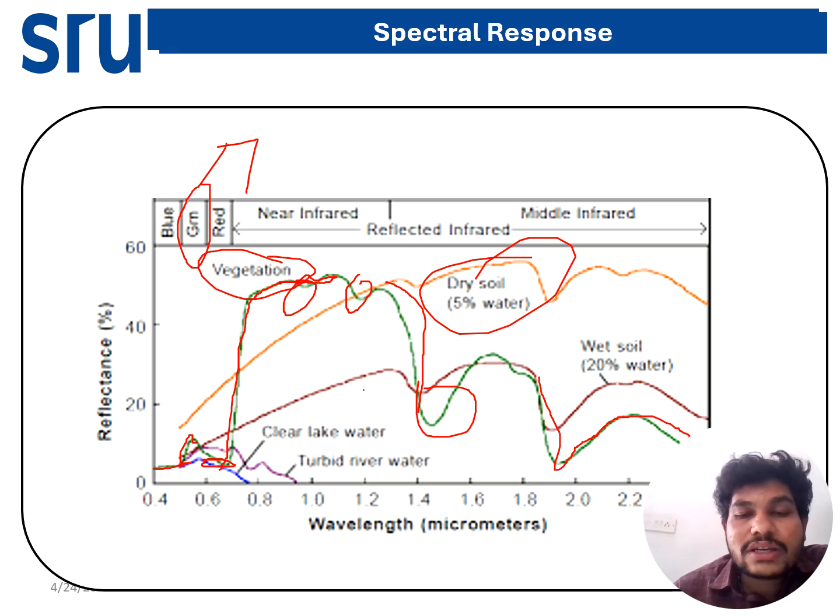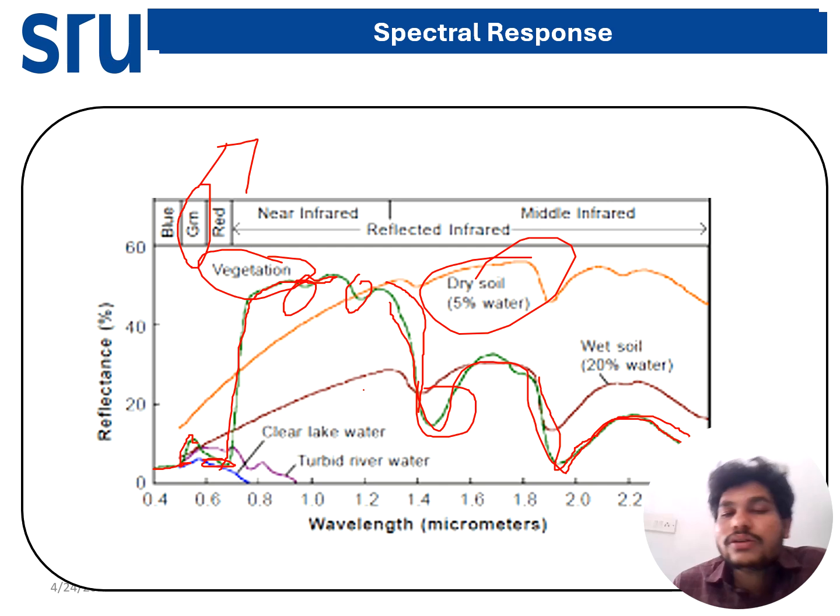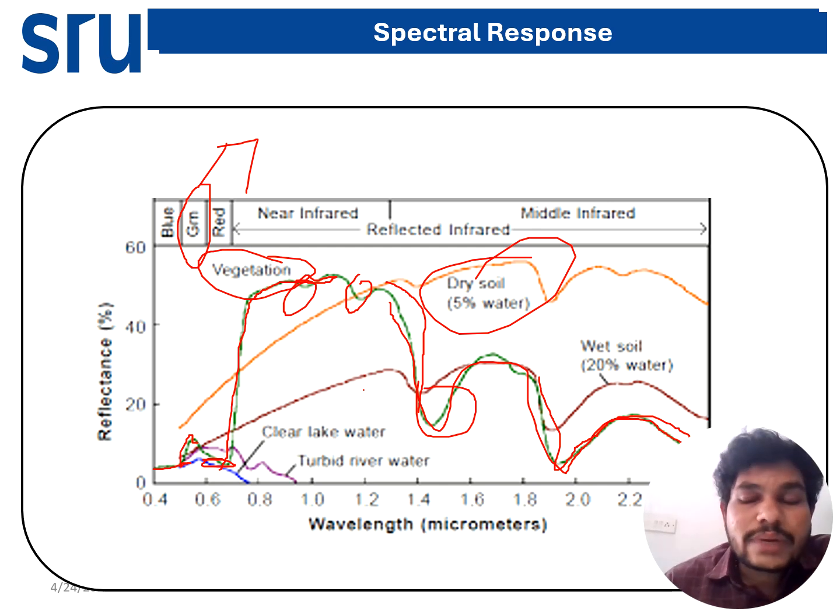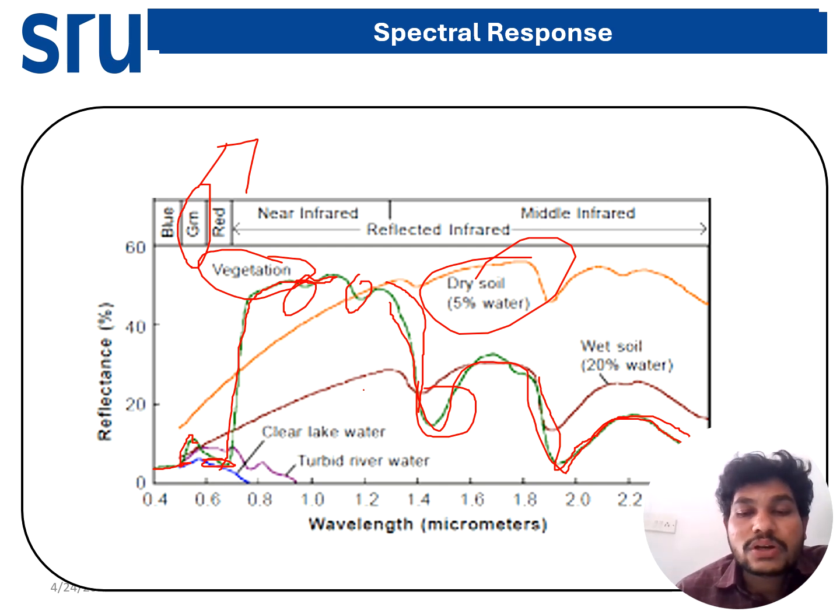So this is the particular graph of reflection at various wavelengths. This is called the spectral signature. This spectral signature is not the same for all objects. It varies from object to object. For example, if you consider soil, you will see the soil spectral signature.